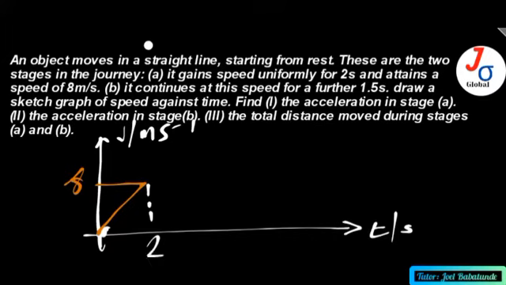Okay, good. B, then it continues with this same speed. That means it's not changing its speed, it just continues for the next 1.5 seconds. So of course 1.5 plus 2, like we did in the previous example, is actually 3.5.